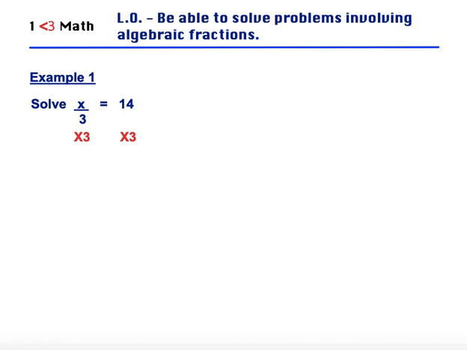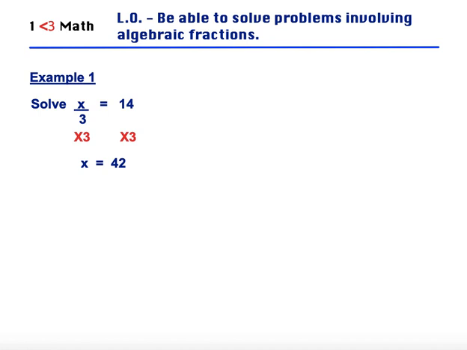Because it's an equation with an equal sign in it, to keep it balanced, we must do the same thing to both sides. So therefore, we're going to times both sides by 3. 14 multiplied by 3 is 42. If I'm doing that mentally, I would do 10 times 3, which is 30, and 4 times 3, which is 12. 30 and 12 go together to make 42. So example 1 has been done.